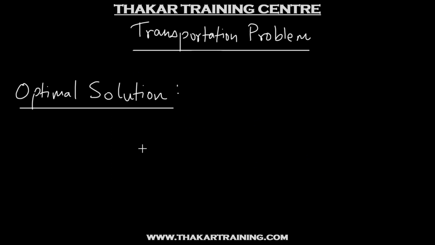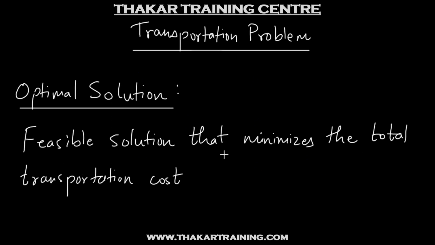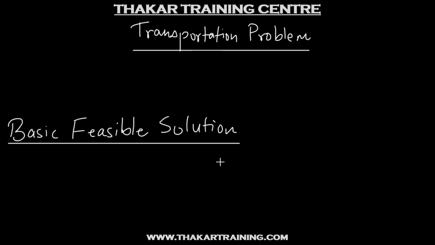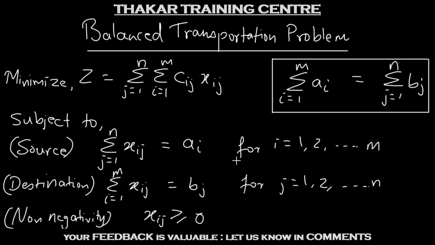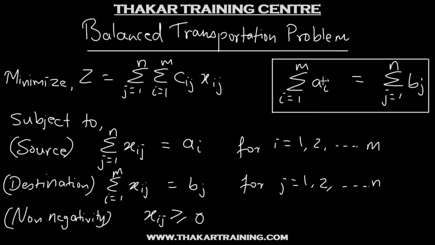Next is an optimal solution. It is obvious that any feasible solution that minimizes the total transportation cost is called an optimal solution. The next term is a basic feasible solution. Now when we look at a balanced transportation problem, we will have a total of m constraints for sources and n constraints for destinations. So it means that there are a total of m plus n equations. But because we have this condition satisfied, that is, the total of all the source capacities taken together is equal to the total of all the destination requirements taken together, one of the equations out of these m plus n will be redundant.